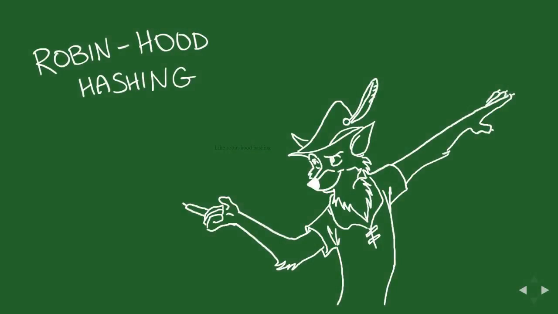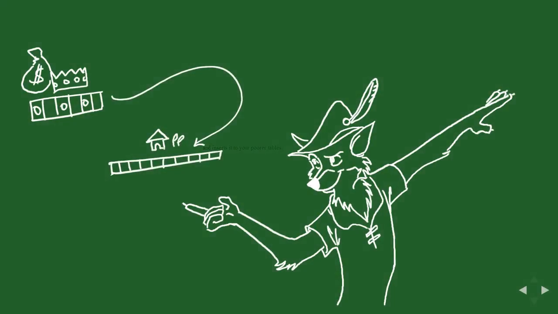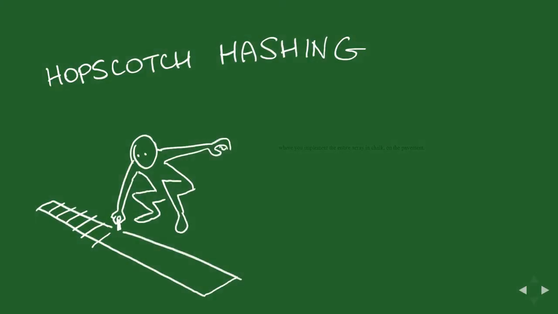Of course, linear probing and chained hashing are not the only hash table management strategies. There are many, many hashing strategies. Like Robinhood hashing, which steals data from your richer tables and inserts it into your poorer tables. Or hopscotch hashing, where you implement the entire array in chalk on the pavement. I am definitely right about those last two. No need to check them on the internet or anything.